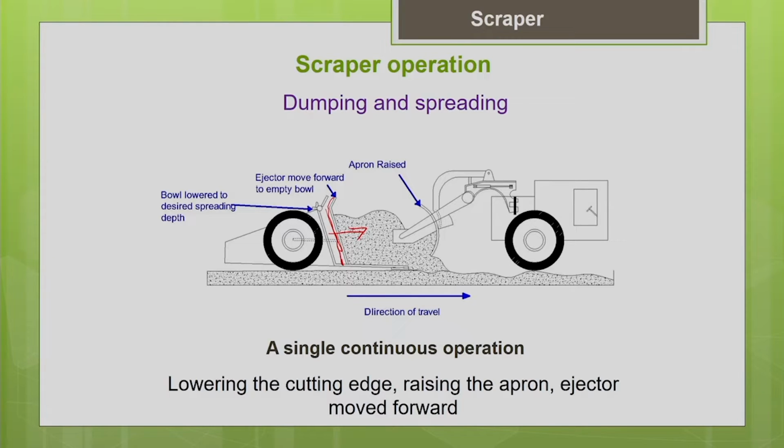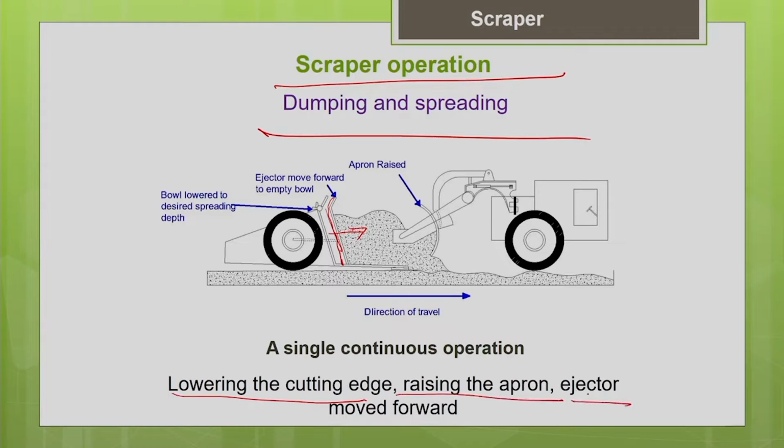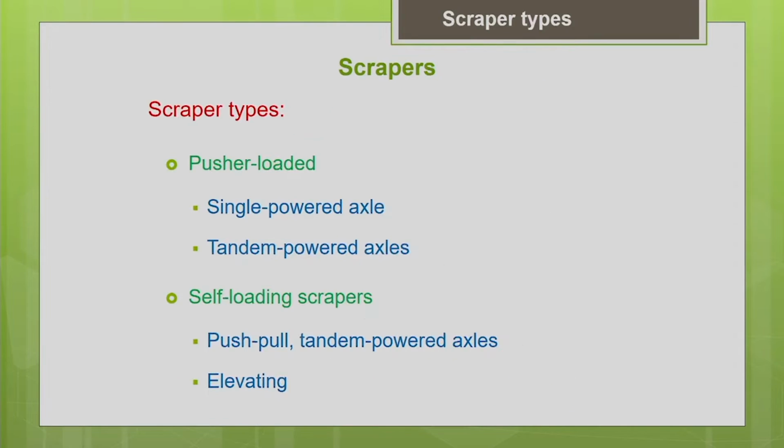I can uniformly spread the material in windrows or spread it in uniform layers of required thickness. That is one advantage of the scraper: dumping and spreading can be done in one step. So, you are going to lower the cutting edge, raise the apron and move the ejector forward, so that you can facilitate the outflow of the material out of the bowl. So, this is about the scraper operation.